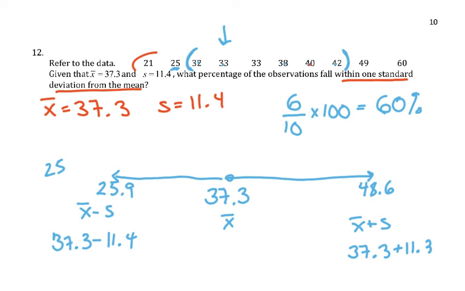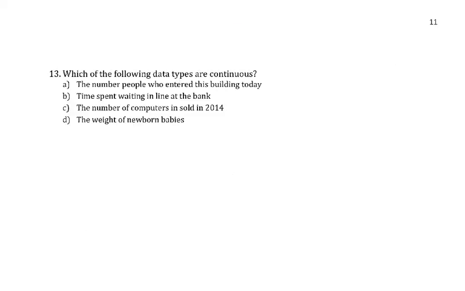Okay, let's see what's next. Which of the following data types are continuous? The number of people who entered the building today. Nope. You can't have 2.5 people. It didn't ask for the average number, it asked for the actual number.